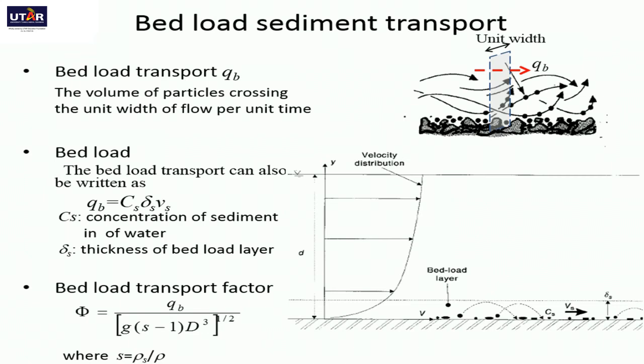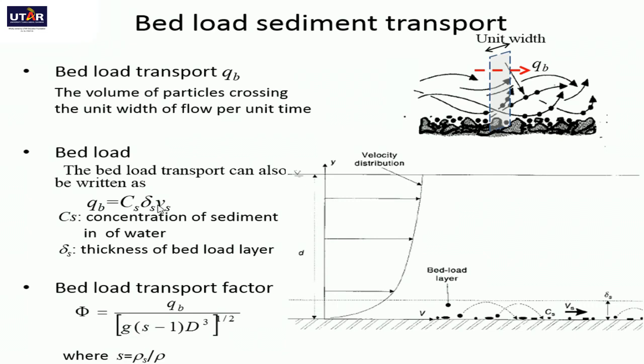The volume of the particles crossing a cross-section per unit width across a flow near the bed is the bed load transport, QB. It can be written as the velocity of the sediment particles multiplied by the thickness of the layer of moving particles, delta S, and the concentration of the sediment particles, CS. It has the dimension of volume per unit width per unit time.